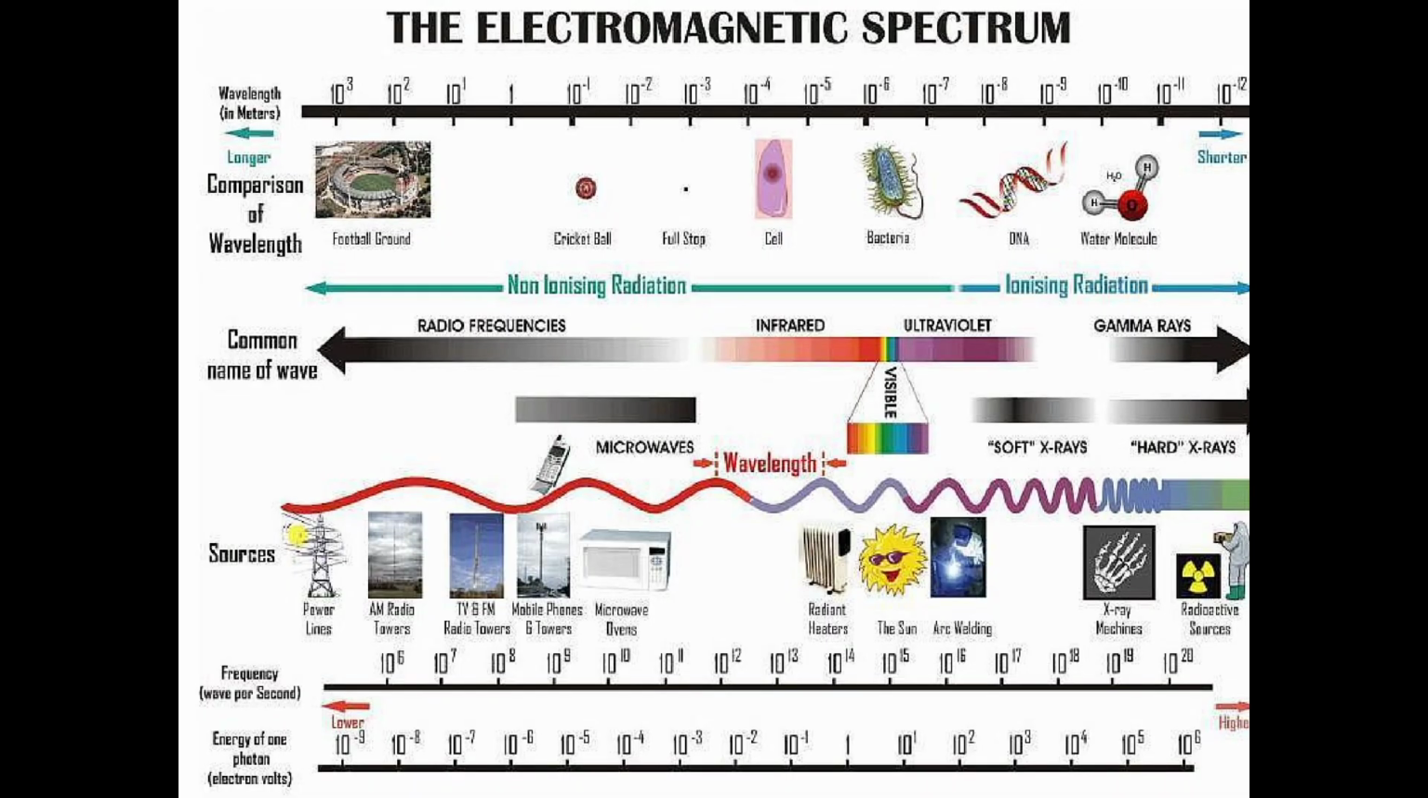So again, this is the graphic representation of the electromagnetic spectrum. Okay. So as you can see, the longer the wavelength, the lesser the energy. While the shorter the wavelength, the higher the energy.